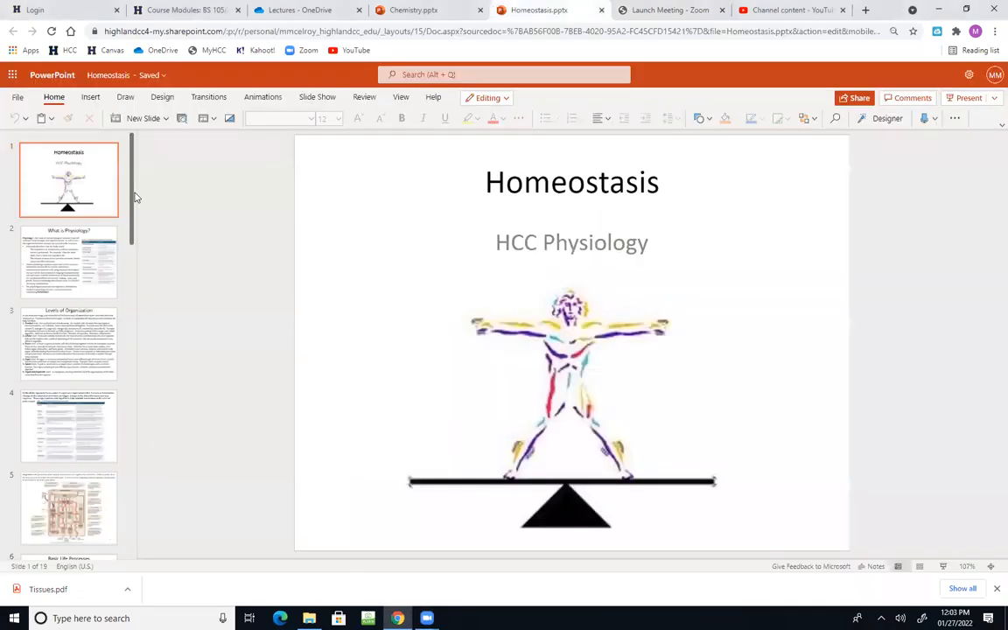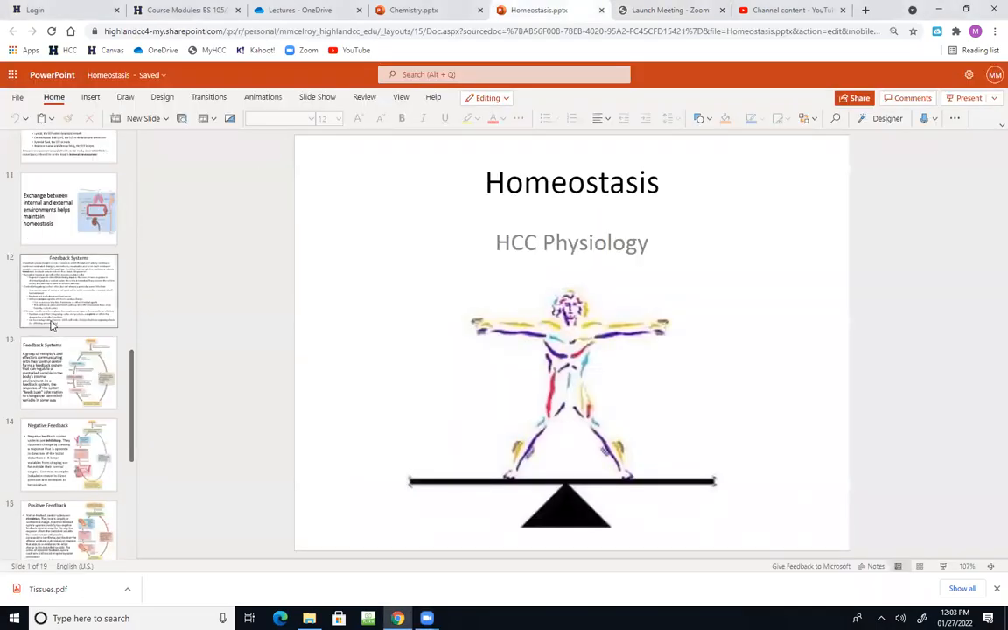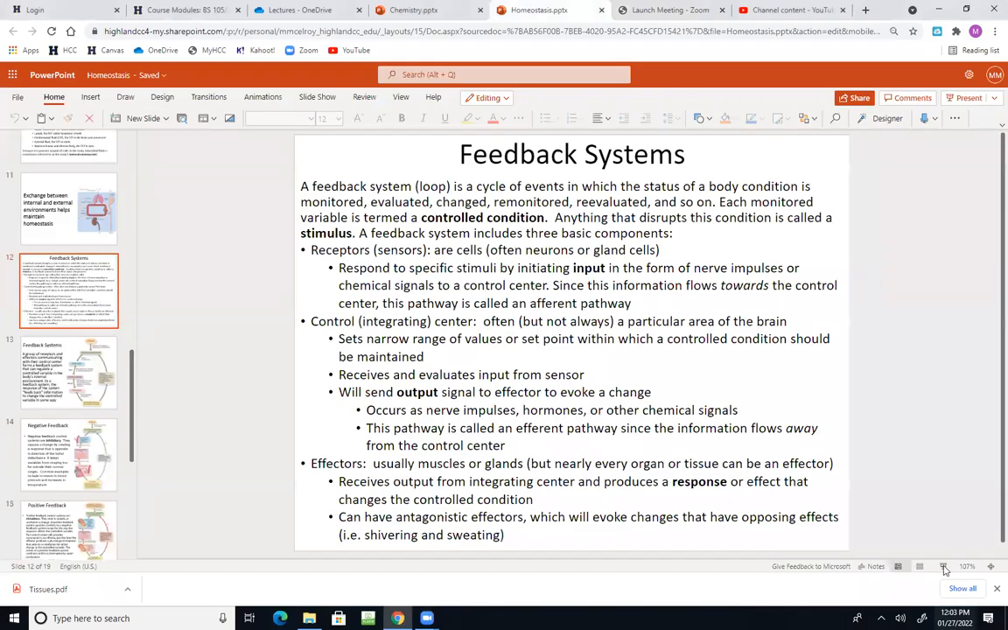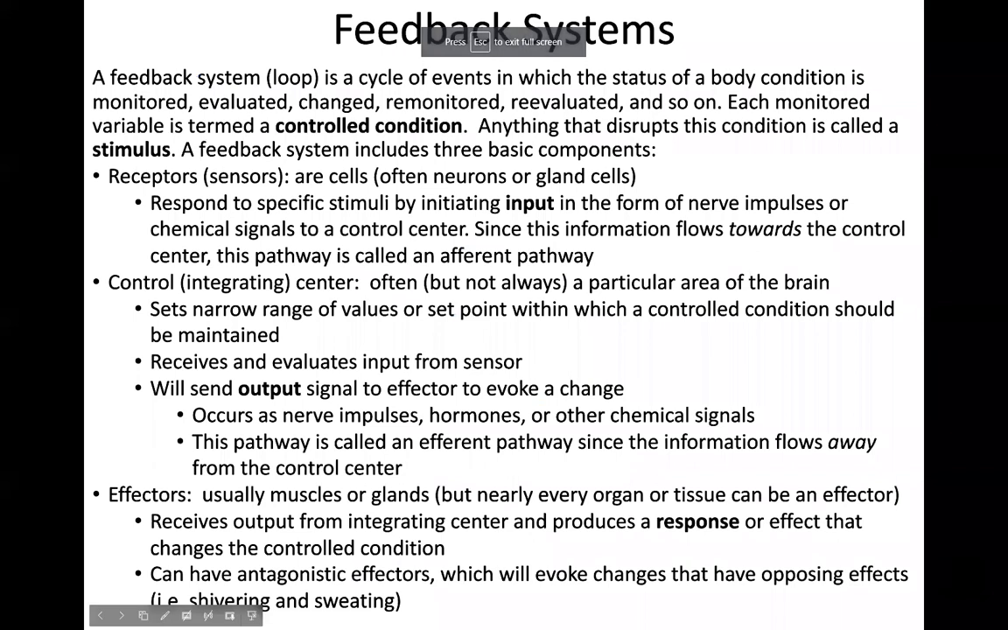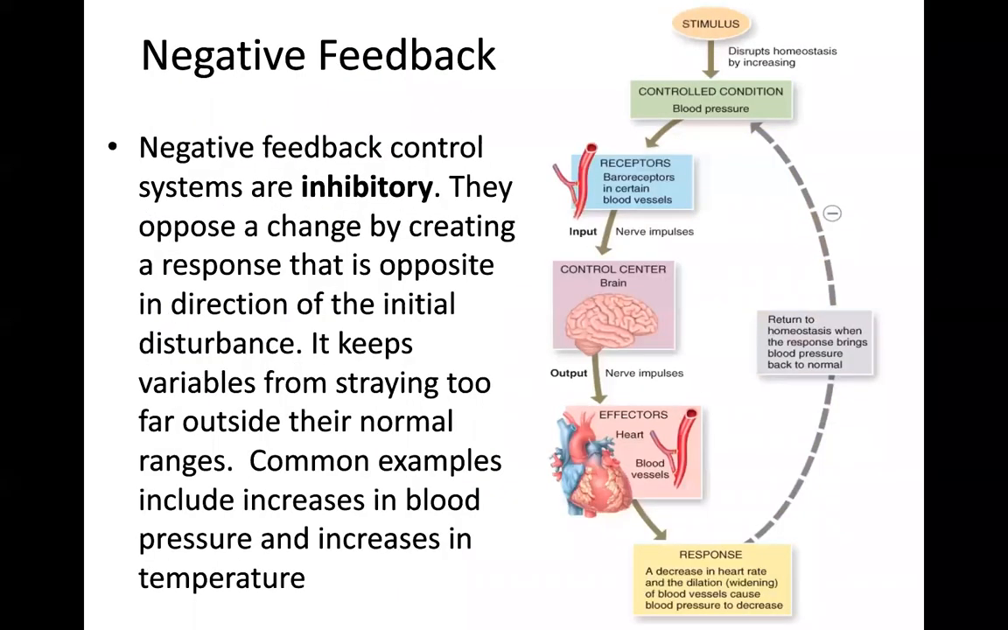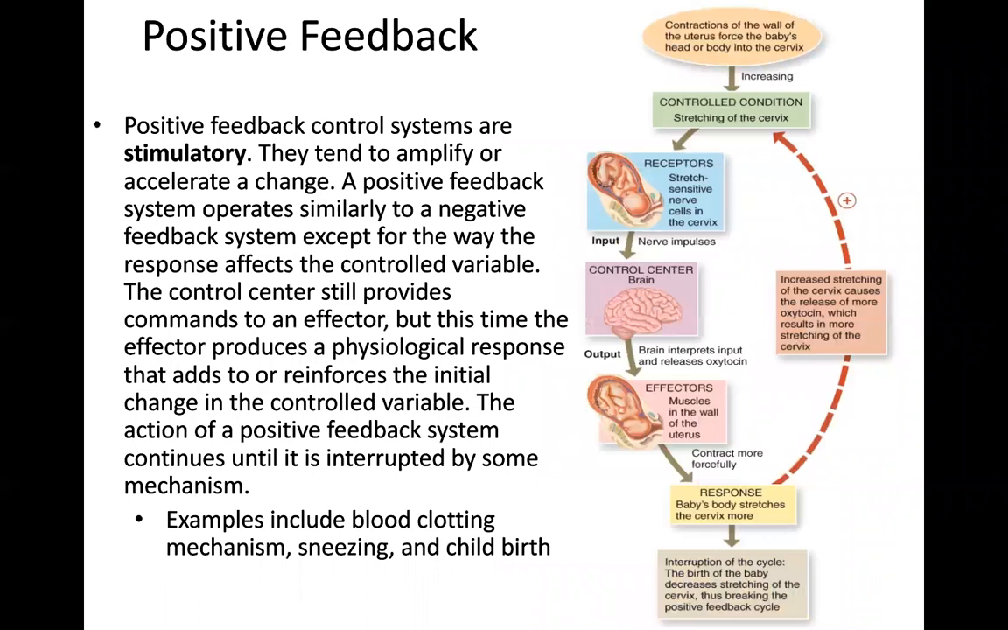Okay, so on Tuesday, we were discussing, if I remember correctly off the top of my head, feedback and the different methods in which we perform it, which are negative and positive. Both negative and positive involve three components: receptors or sensors, a controller integrating center, which is most often a region in the brain, and then effectors, which are going to be typically muscles or glands.